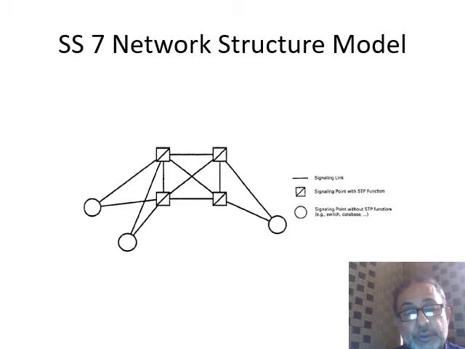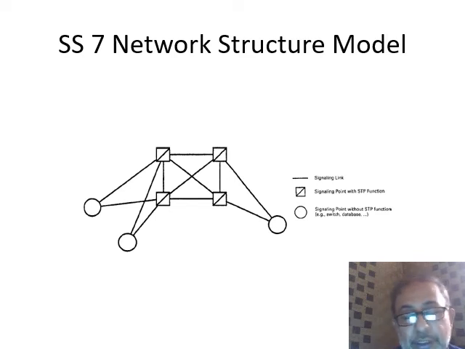This diagram shows you the combination of signaling points and signaling points with transfer functions. The lines in between are the signaling links. The square parts with the diagonal line in between are the signaling points with STP functions, or the signaling transfer function, and the circle shows signaling points without signaling transfer point functions.